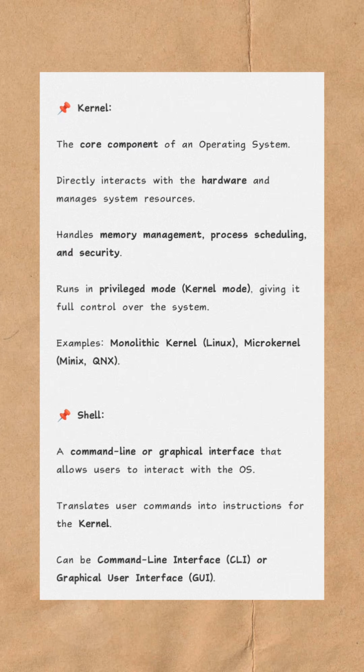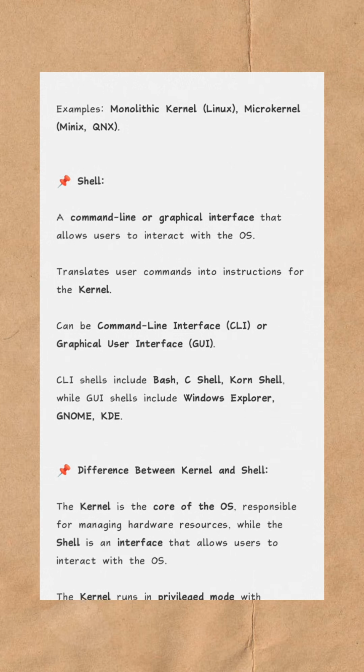Kernel, the core component of an operating system, directly interacts with the hardware and manages system resources, handles memory management, process scheduling, and security. Runs in privileged mode, kernel mode, giving it full control over the system. Examples: monolithic kernel, Linux; microkernel, Minix, QNX.